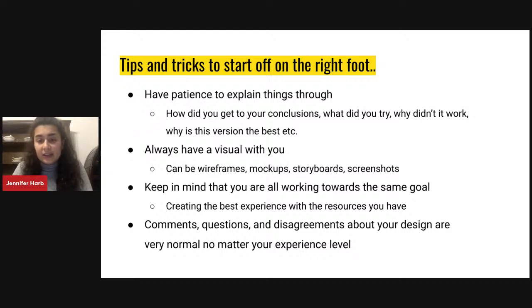The most important is that whenever you're presenting your designs, comments, questions, and disagreements about it are very normal, no matter what experience level you're at. Whether you're a senior or a junior, people are going to ask questions about your design and you're going to have to explain it. So it's not because your design isn't good or better than others, it's just part of the work. A senior person might just be able to explain things better and it might just go smoother, but that just comes with experience. It's still very much present no matter where you are at in your career.